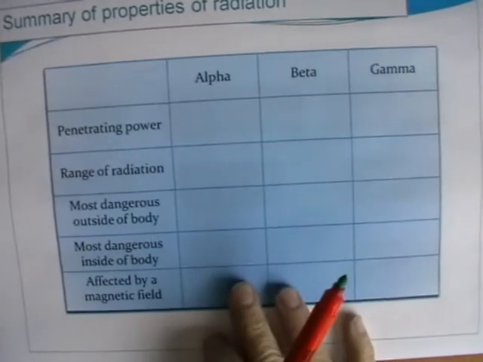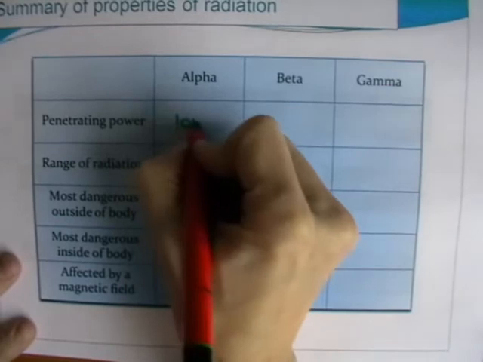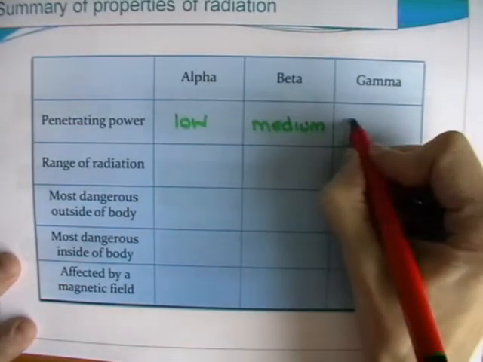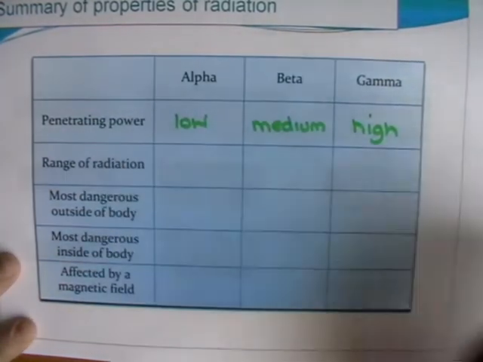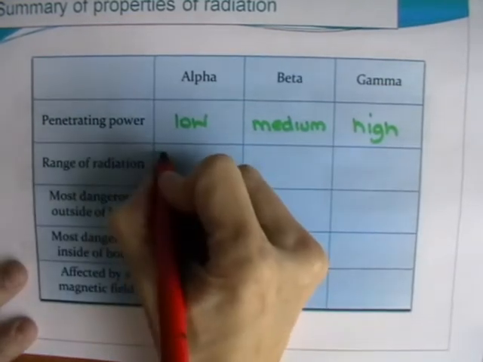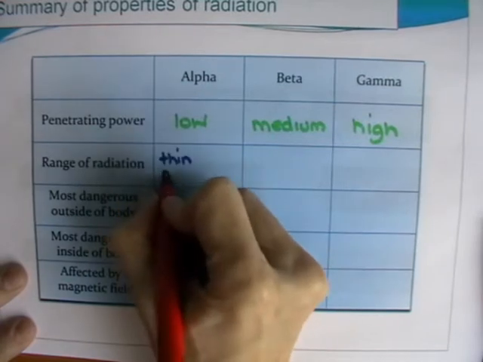So this is a summary of the properties of radiation. Penetrating power: low, medium and high. I'm just going to change to a blue pen. Range of radiation, and I'm just going to write in thin paper, stopped by thin paper.